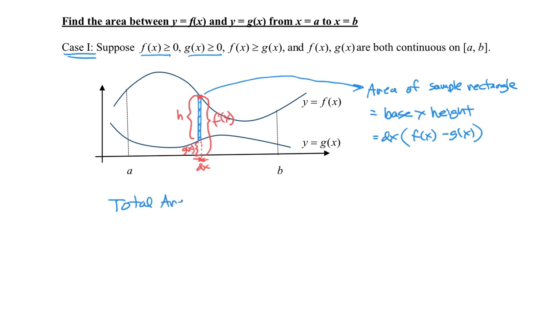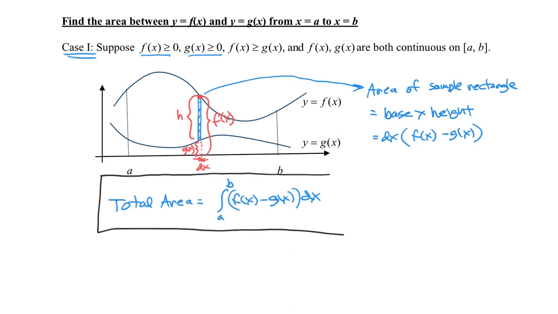The total area is going to be the integral from a to b of f of x minus g of x dx. That will give us our area. So we've got our formula right here for the area. And I just need to make a little note here. I'll put it in red because this is the important part. Note.